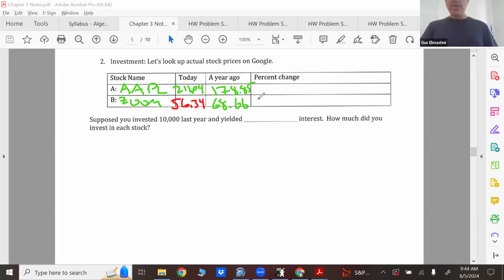So percent change. It's actually good we talk about this. It's new minus old, divided by old, and times 100%. Actually, let me rewrite that.